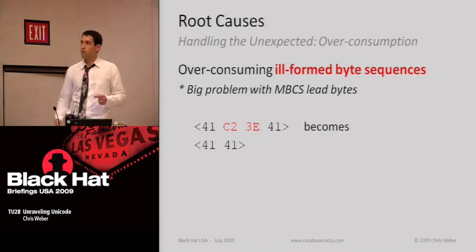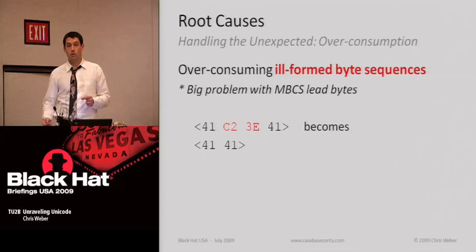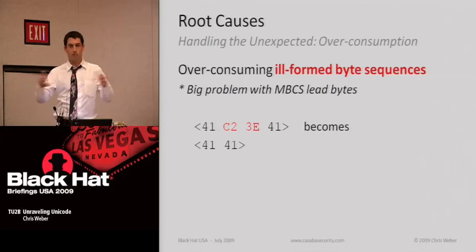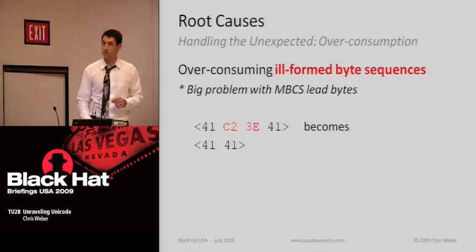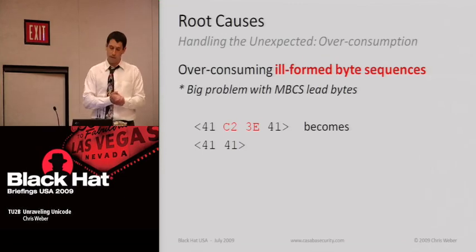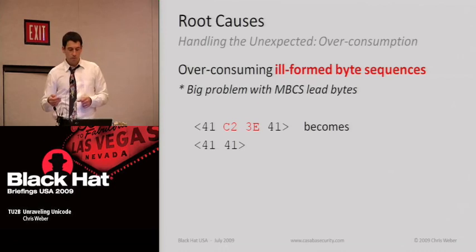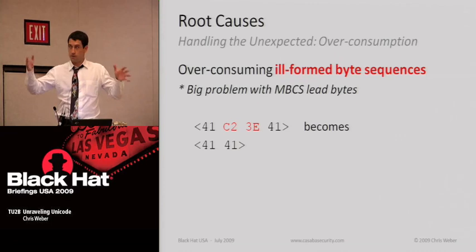So some software might overconsume the following character, assuming that that's just going to be a part of the sequence, right? Even though it's not supposed to. So here's an example of an attack where the C2 byte is the valid lead byte, which indicates to the UTF-8 decoder that there's a trailing byte, but 3E is not a valid trailing byte. So what happens is those 2 bytes get consumed, and what you end up with is the stuff on the other side.